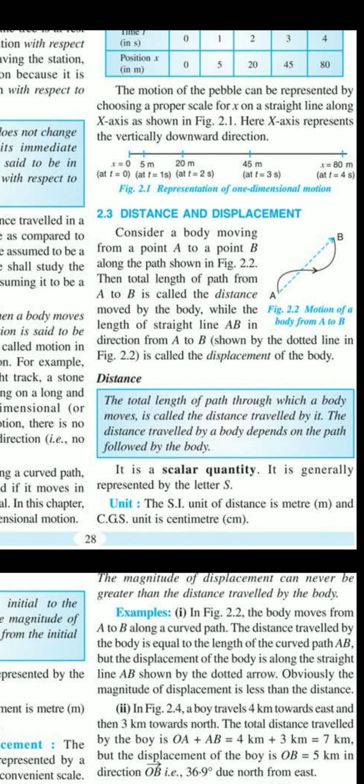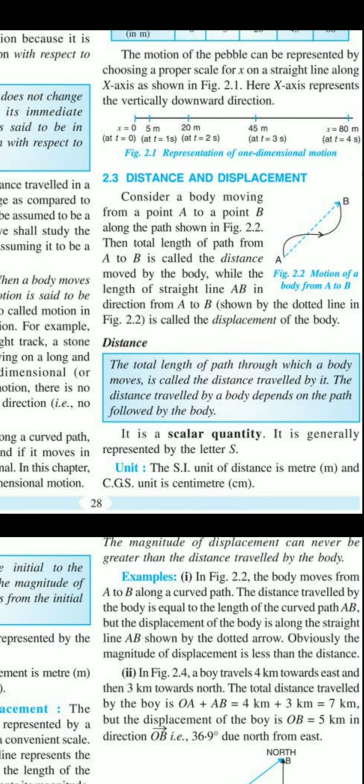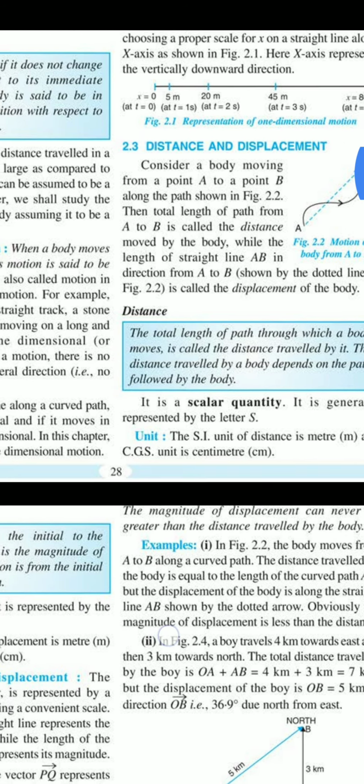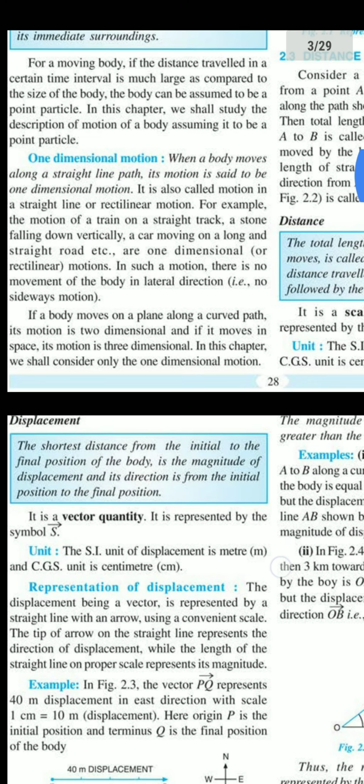So you can again see here in figure 2.2, the blue dotted line is also having an arrow. Okay, so this arrow shows you the direction of the displacement, right? That the body has started from A and it goes to B. So this shows you the displacement. But the other curve from A to B shows you the distance. The blue line is showing you the displacement, and the black curve shows you the distance.